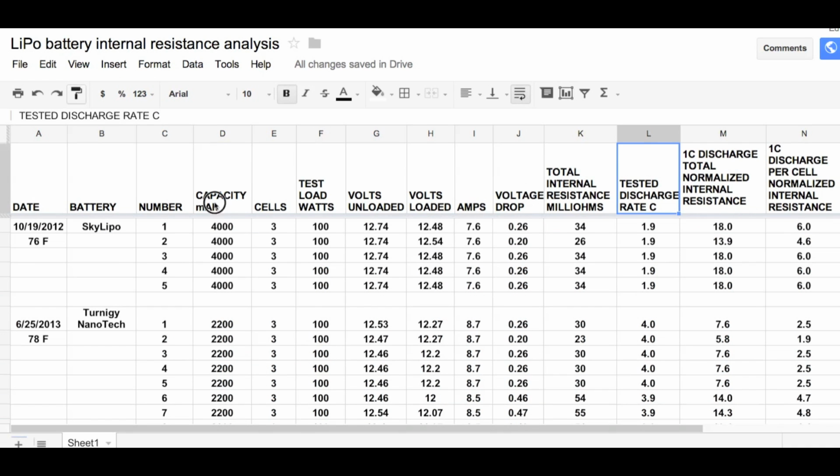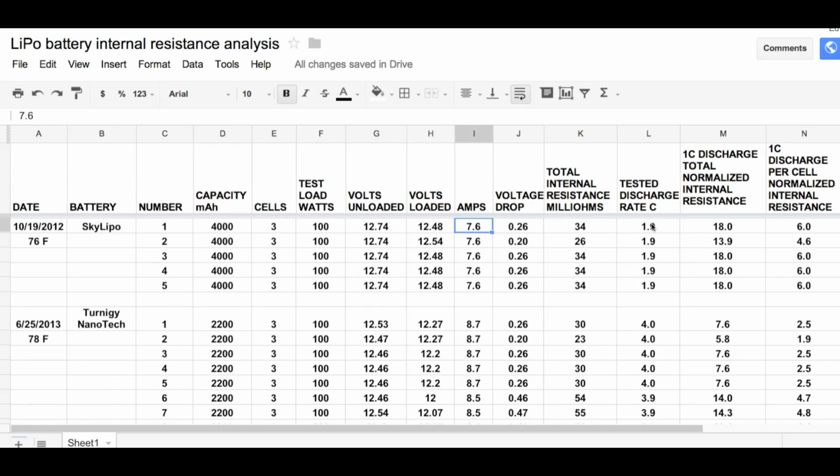Now, because the pack capacity and the voltage being tested are variables in the measurement of the internal resistance, I provided additional computations on this spreadsheet to help make a better, though not perfect, comparison between packs with different capacities and different voltages. I've called this the tested discharge rate at 1C, normalized, and also an additional column which factors in the cell count.